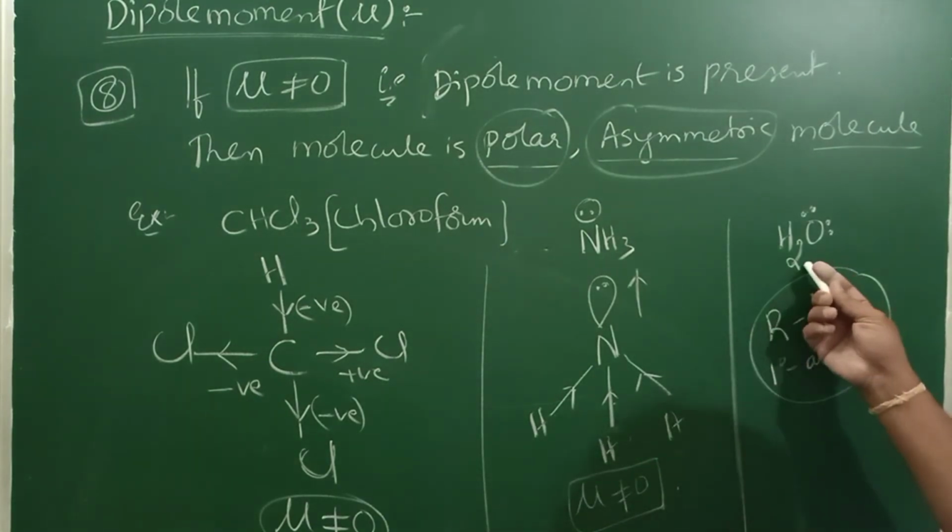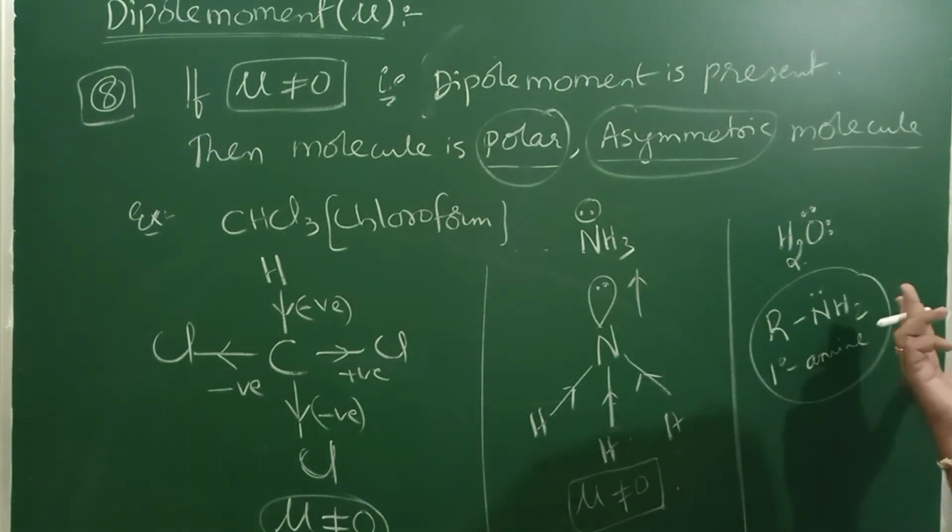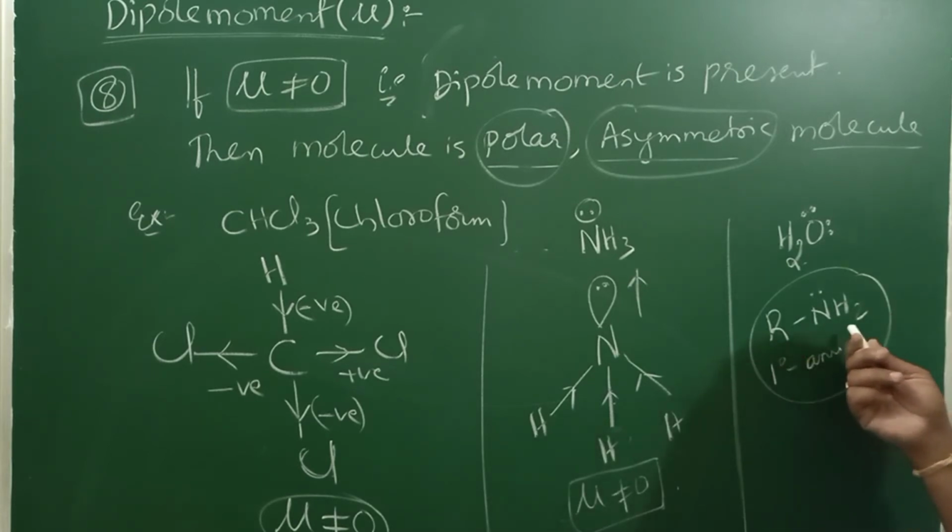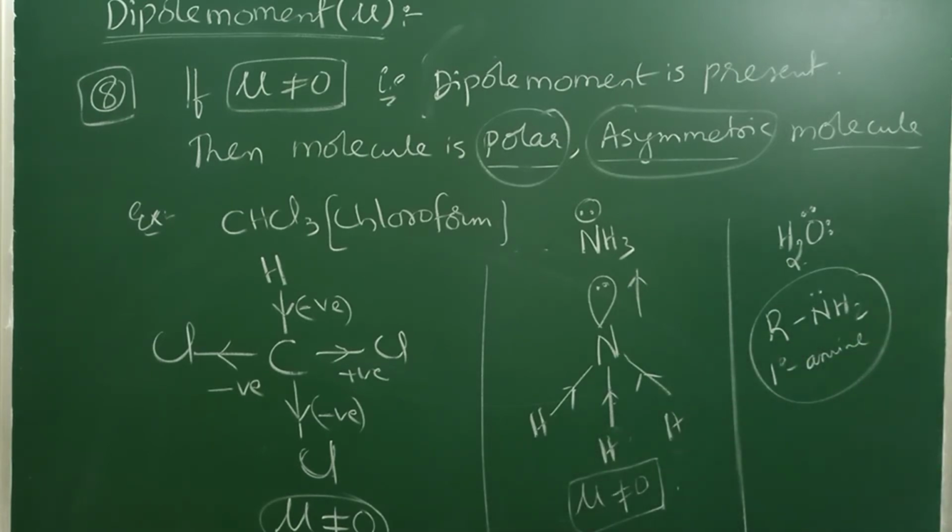Next, come to water. Water is also polar because a lone pair of electrons is present. And this RNH2 is called a primary amine. Here the nitrogen has the lone pair of electrons. Clear?